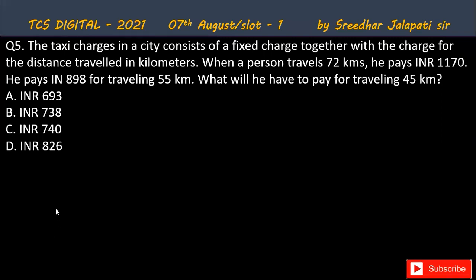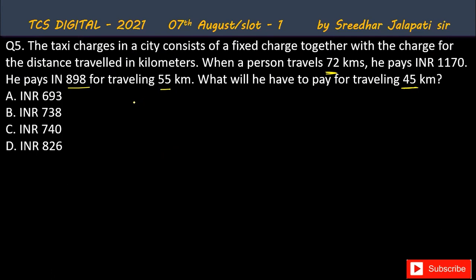Here is question number 5. The taxi charges in a city consist of a fixed charge together with the charge for distance traveled in kilometers. When a person travels 72 kilometers, he pays rupees 1170 and he pays 898 when he travels 55. What will he have to pay for traveling 45 kilometers? So you have to go by the equations concept here.